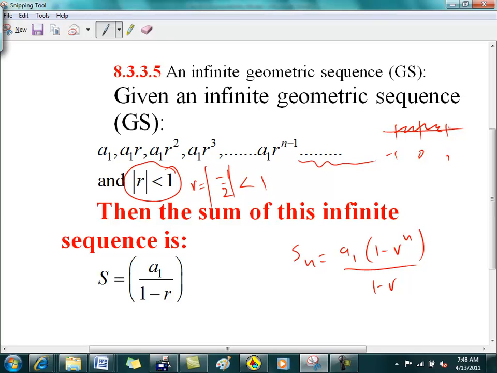Now what I'm saying is that if that condition is met, then this formula becomes that. Is it kind of obvious to you or not really? Because remember what's happening to n in an infinite sequence. Where is n going to go? What does it become? Infinite.